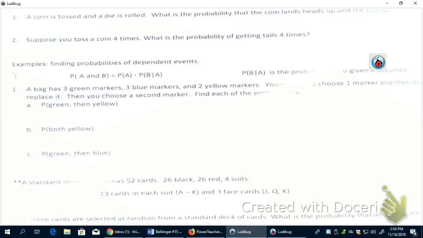Okay, so you have this bag. There are 3 green markers, 3 blue markers and 2 yellow markers. You're choosing a marker and then replacing it, or do not replace. What does it say? Don't replace it. Okay? And then you choose a second marker. So the probability that you have green and then yellow. What's the probability that you would choose a green marker the first time? 3 out of 8. Okay? So I chose my green marker. I'm setting my green marker to the side. What's the probability that I choose a yellow marker? 2 out of 7, because there's not the same number in there anymore.